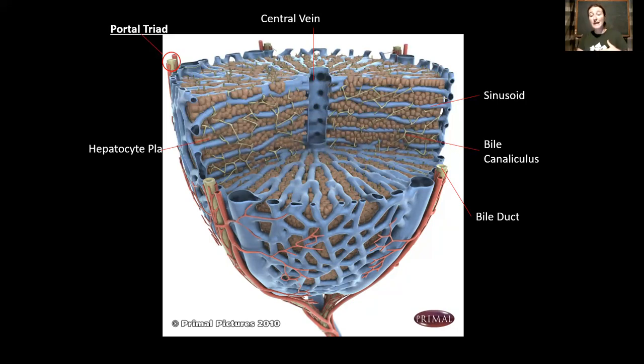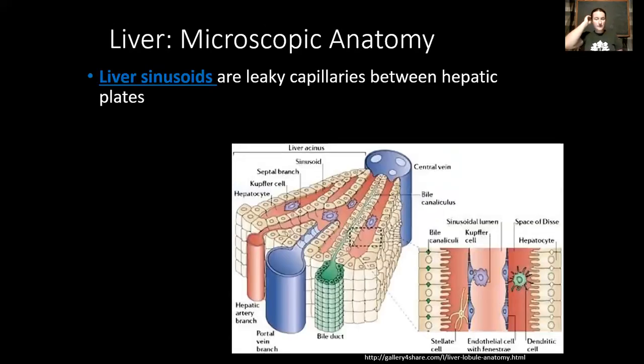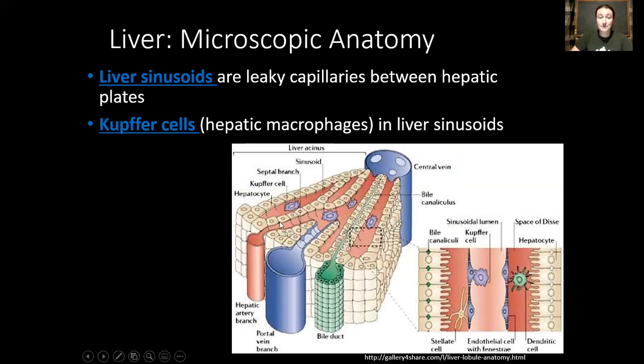the capillary membrane and into the blood. Okay, so these capillaries, again, are super leaky. They are present between the liver cells, so these hepatocytes. Okay. Also present within these capillaries associated with the liver tissue are hepatic macrophages.